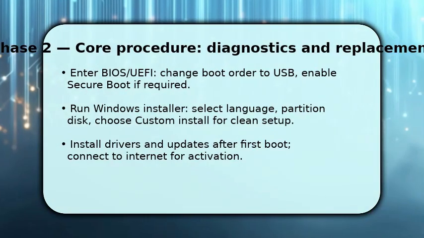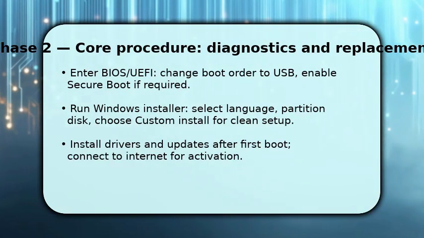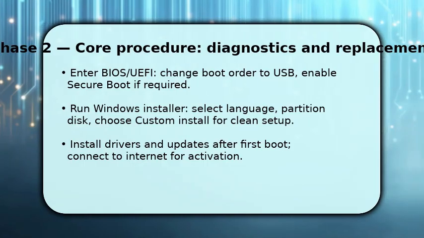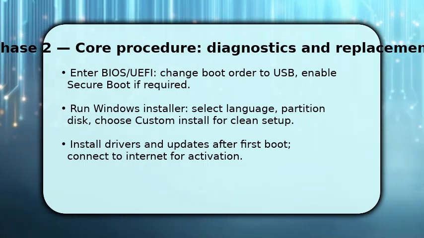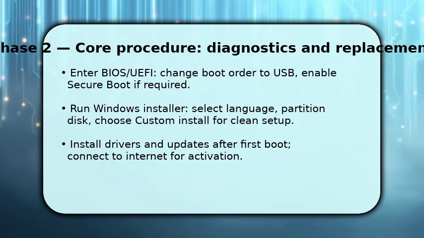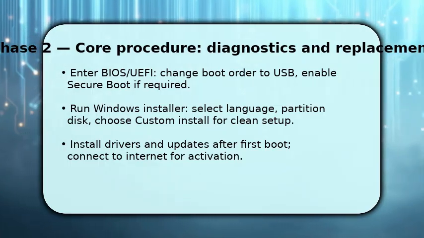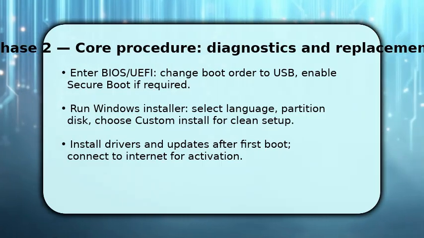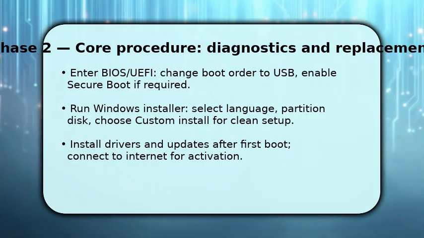You now boot from the USB to run the Windows installer. Restart and enter BIOS or UEFI, set USB as first boot device, then save and exit. When the installer loads, select language and click Install. Choose Custom to partition or overwrite the disk. Format or create partitions as needed, then proceed.